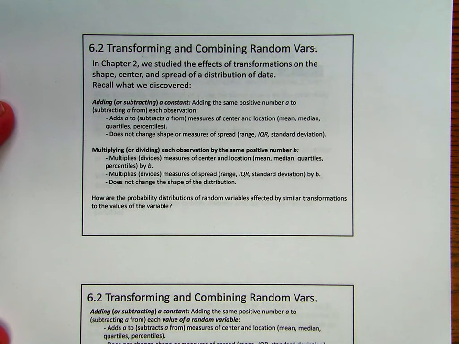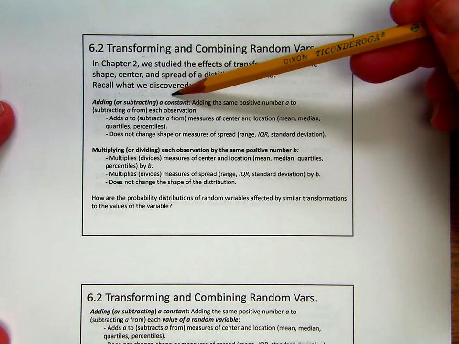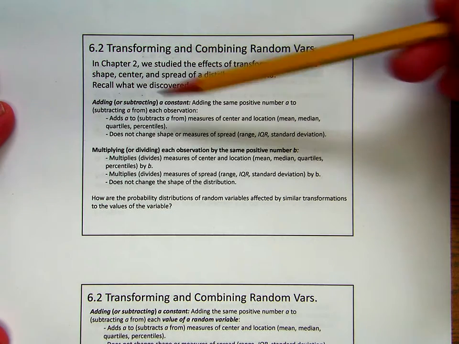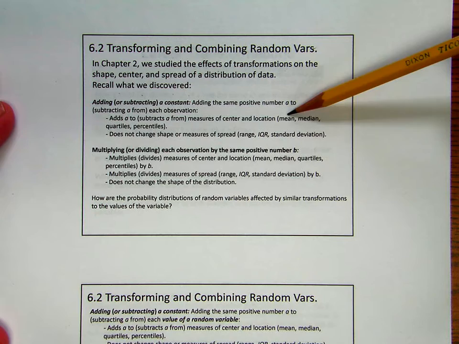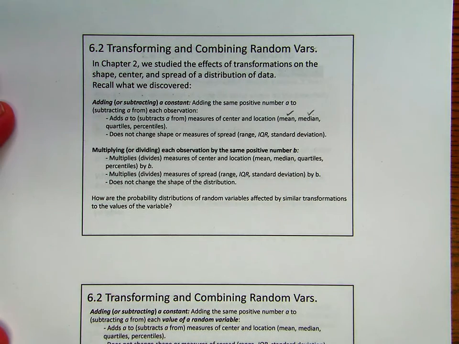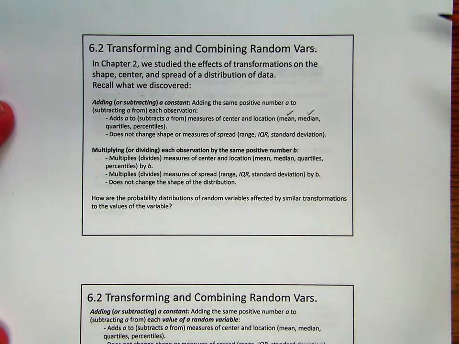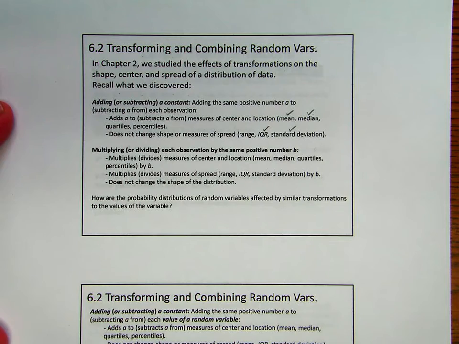In Chapter 2, we studied the effects of transformations on the shape, center, and spread of a distribution of data. And this is what we discovered. Adding or subtracting, the rule was the same, a constant. Adding the same positive number A or subtracting it from each observation adds or subtracts A from the measures of center and location: mean, median, quartiles, percentiles. We usually concentrate on the mean and the median, which were the two most commonly asked questions. But it does not change the measures of spread. Usually it's IQR or standard deviation, which range also fits that category.